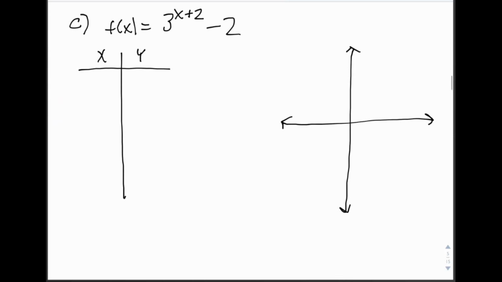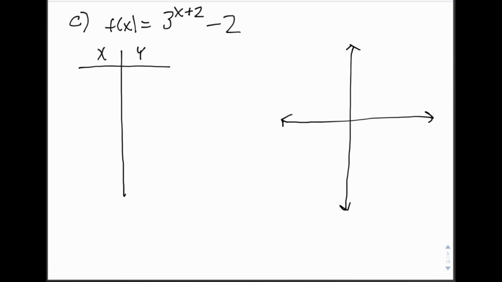Our last part here is going to be C, looking at a combination of different types of translations. So let's pick out our pieces of information. First one, x plus 2, and then finally this minus 2 tacked on to the end. That x plus 2 is going to tell us that we are moving to the left 2, so left 2. And additionally, this negative 2 tells us that we move down 2.